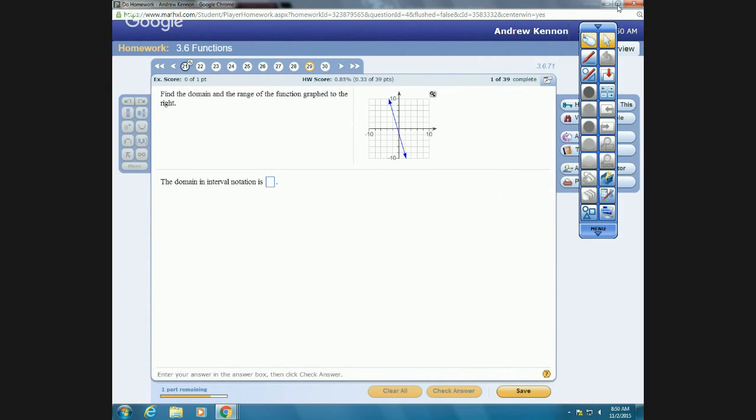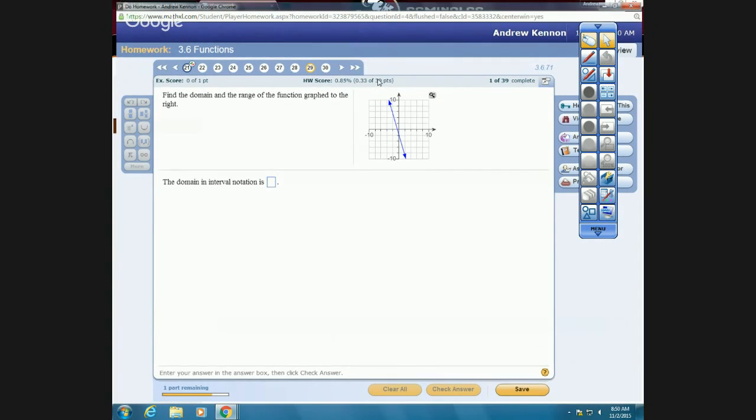We're not moving very quick today, are we? Those sections are kind of long.